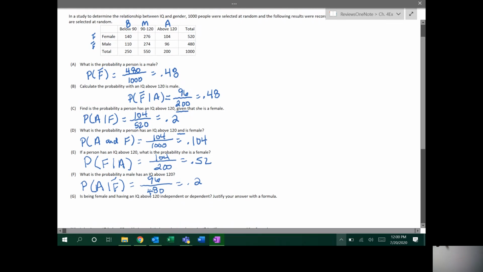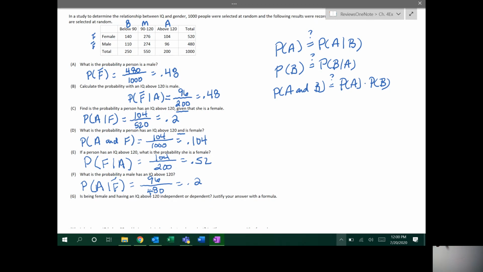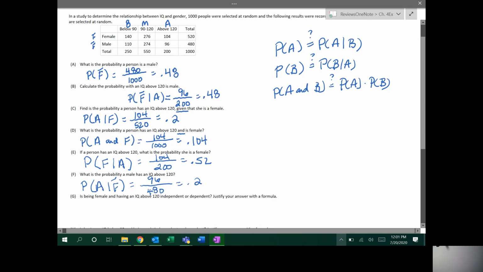Now, the three formulas for independence, or I should call them tests because these are not formulas necessarily. If they tell you that some things are independent, and there are some questions in this chapter that do, then you do know that these three statements are true, but right now we don't know that they're independent. We're trying to prove that. So I'll put the question mark above them.